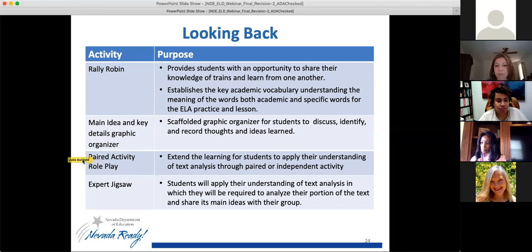Paired activity role play. Students were able to extend the learning and apply their understanding of text analysis through paired or independent activity. And then the expert jigsaw. Students were able to apply their understanding of text analysis, in which they are required to analyze their portion of the text and share its main ideas with their group. Next slide, please.